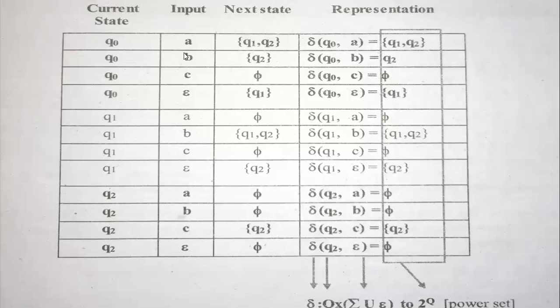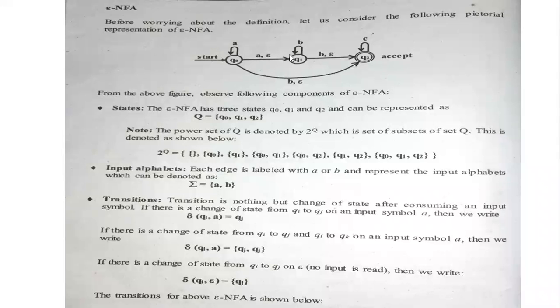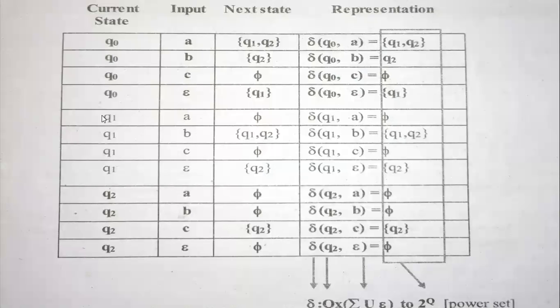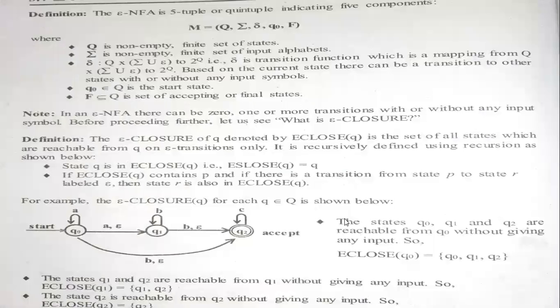Remember, although epsilon is not an input alphabet, and is never inside the sigma, we still need to represent the transition function for epsilon, because in our transition diagram it is already represented. So Q0 on receiving epsilon, according to the previous picture, the description of the NFA, goes to Q1. So delta of Q0 comma epsilon will be equal to Q1. Like this, we need to write it. So this is the exact definition of the epsilon NFA.